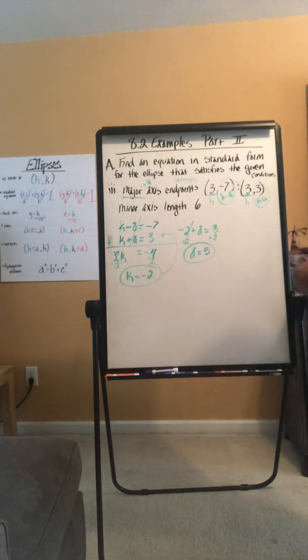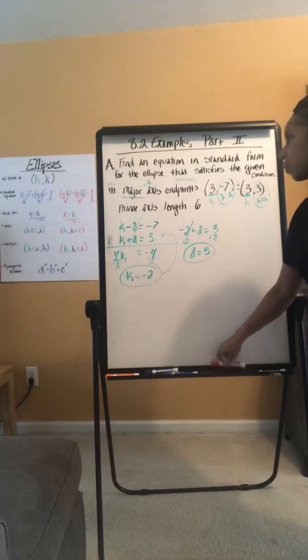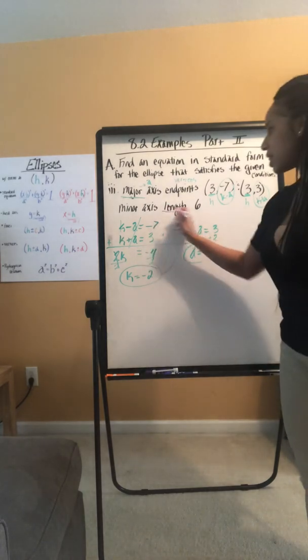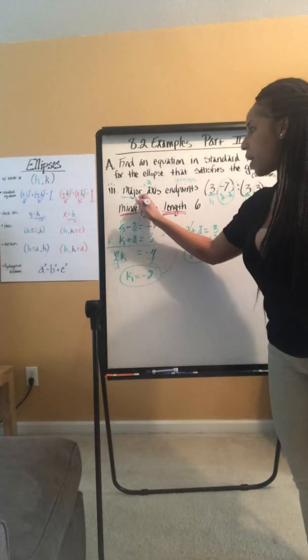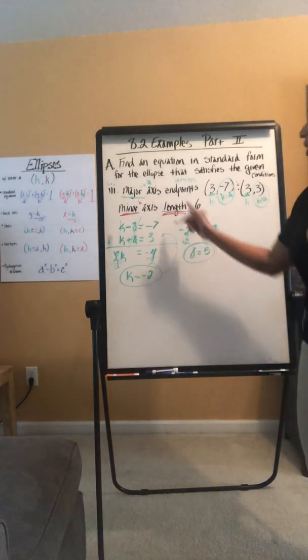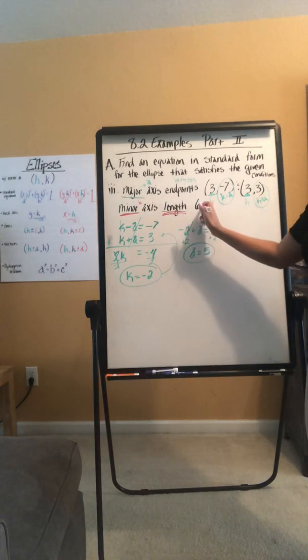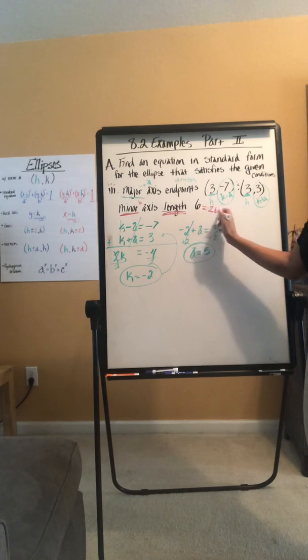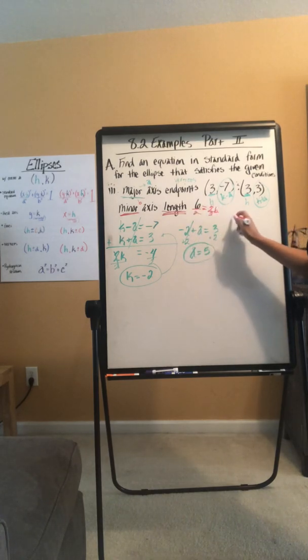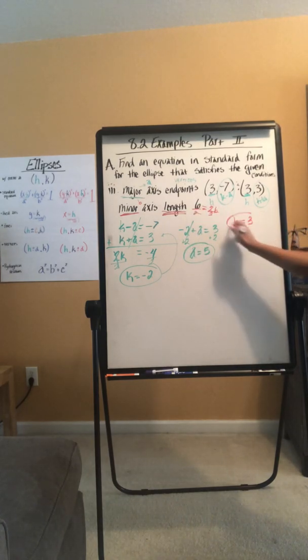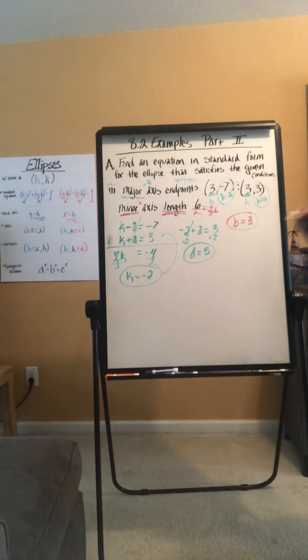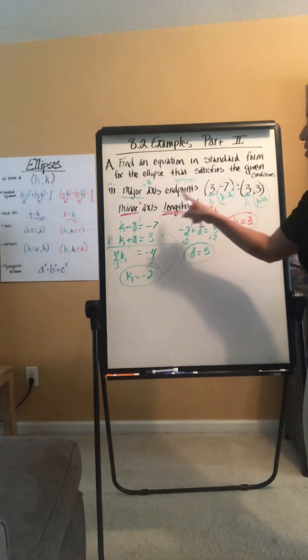Now I need to use the fact that they said the minor axis length was 6. The length, minor always goes with the letter b. If the minor axis length was 6, that means that was 2b. So if I divide both sides by 2, I find that b is 3. All right, so I think I have everything I need.